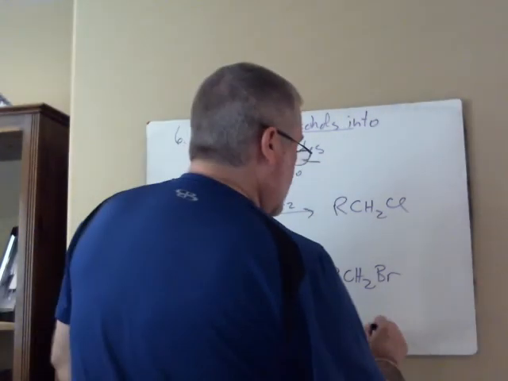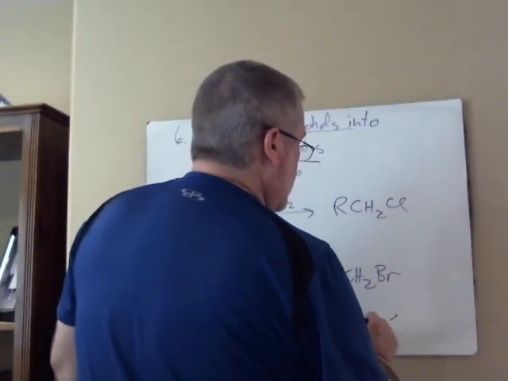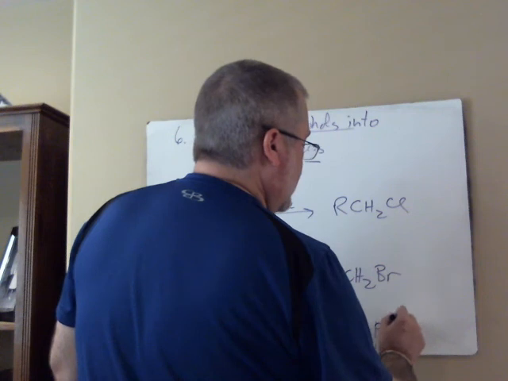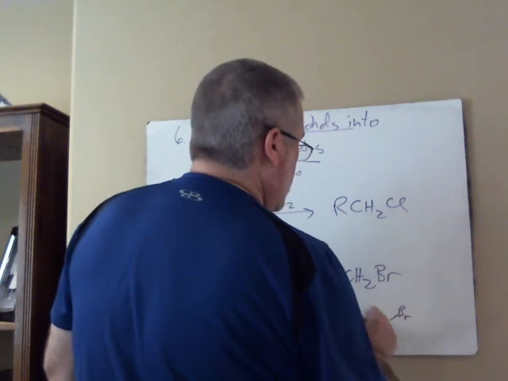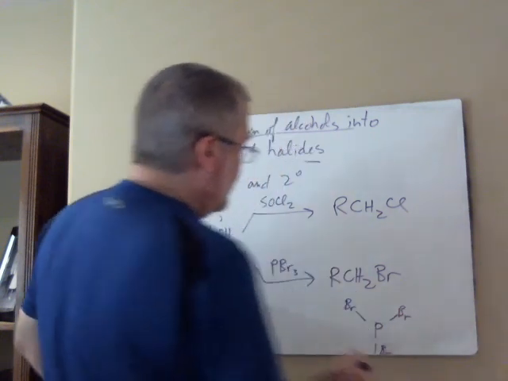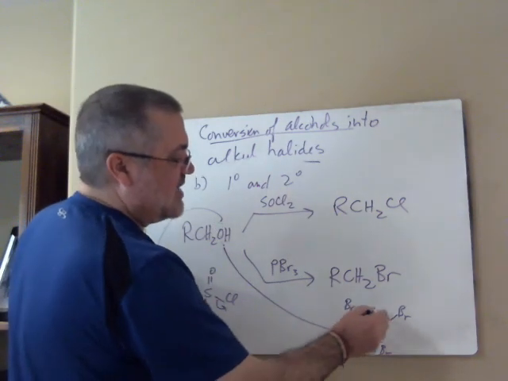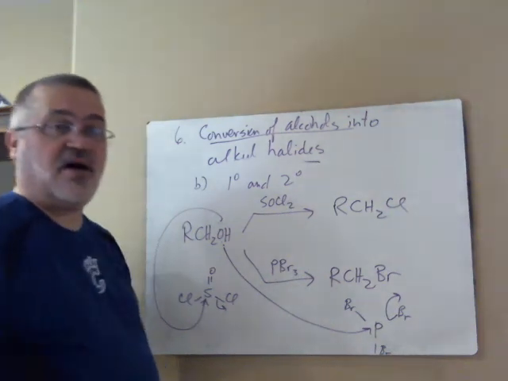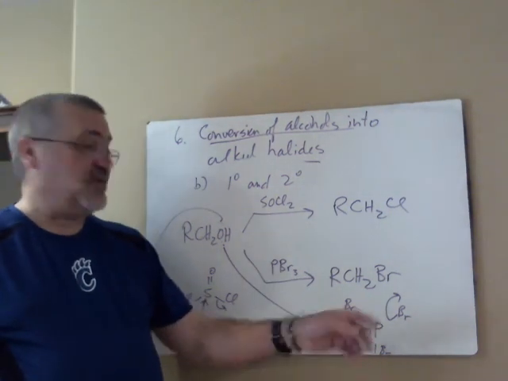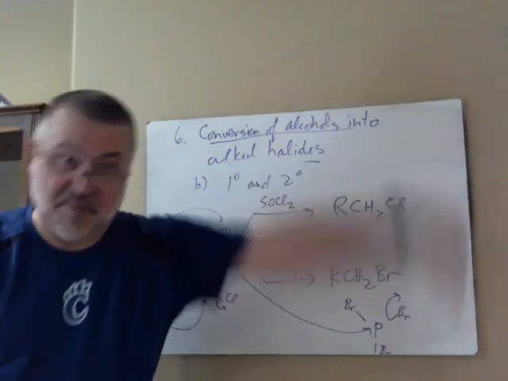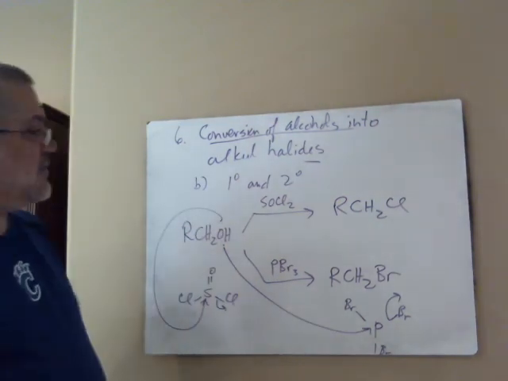Okay? Oh, and by the way, PBr3 has this structure. And so mechanistically there, again, the nucleophilic O is just reacting with the phosphorus, kicking off a Br. That forms something that's a better leaving group, and that Br minus just comes in and substitutes.